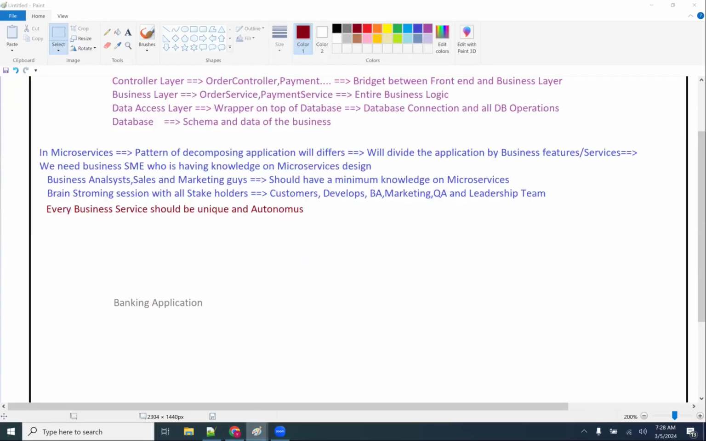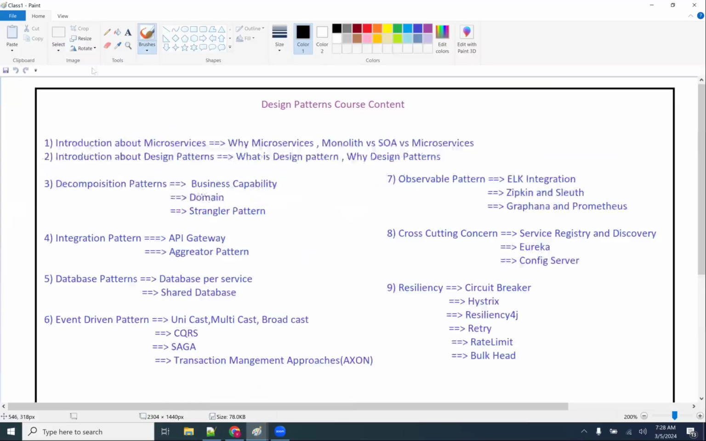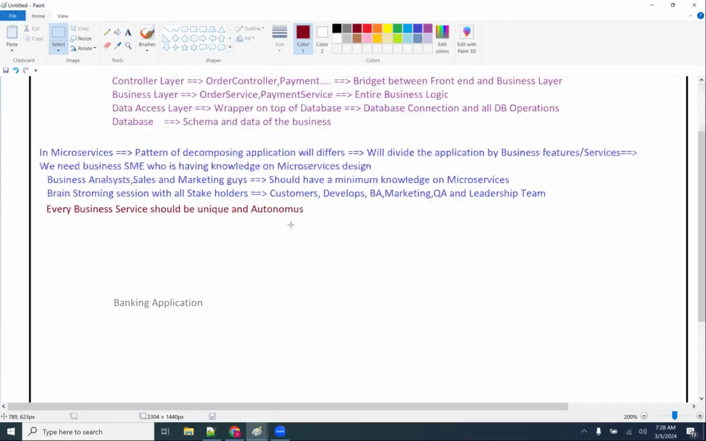In the decomposition portion, we are going to have three patterns, guys: business capability, domain, strangler, and also by transaction. Business by transaction, that is subdomain, we can call that. Business by subdomain also we can call that. Okay, so the first pattern is business by capability.